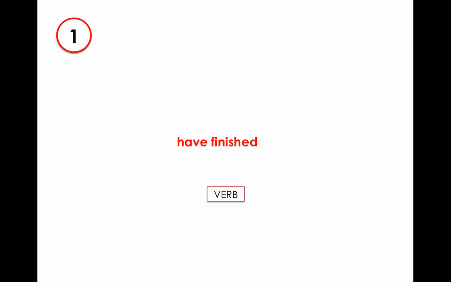Whereas have is, do you remember the term for the verb have? This is an auxiliary verb, or a help verb, and it helps to make the tense. Tense here is present perfect. If you don't remember the names of tenses, don't worry about that.